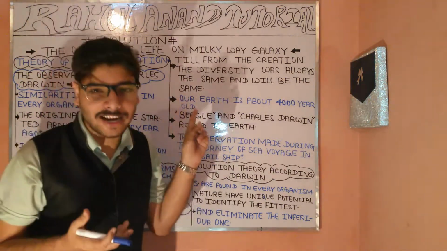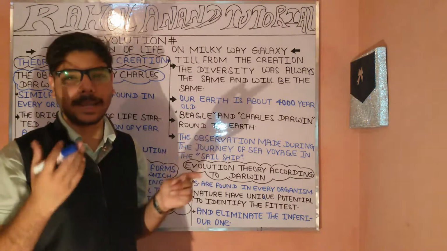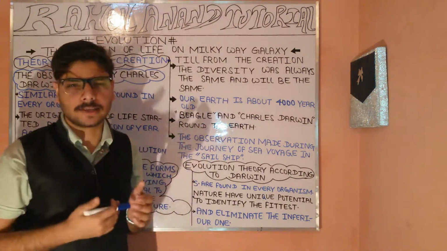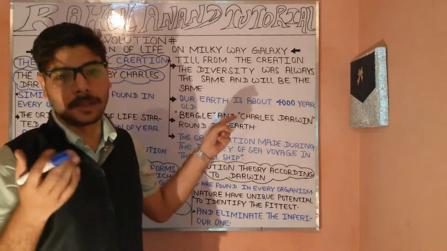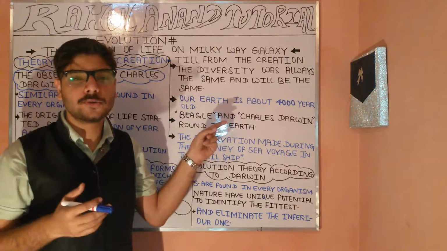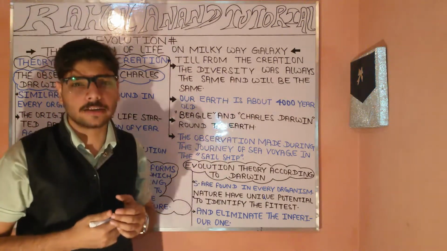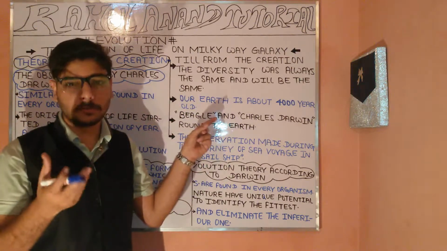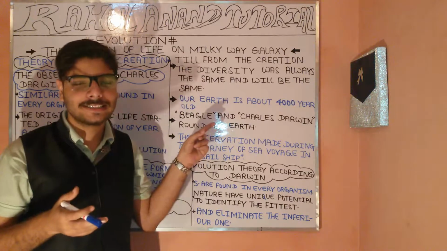So you could understand that from the beginning, the diversity was always the same, and the diversity will always remain the same. Why is it so? This is because of the course of small adaptations being made in the life course for the best survival. We'll talk about this later.